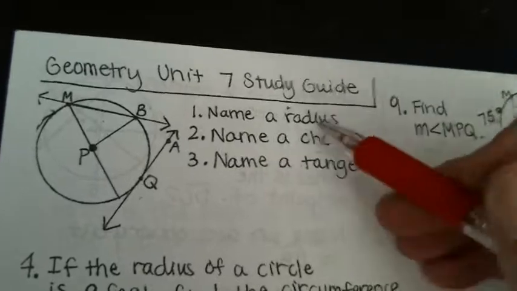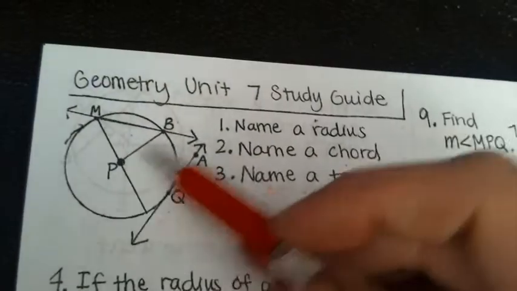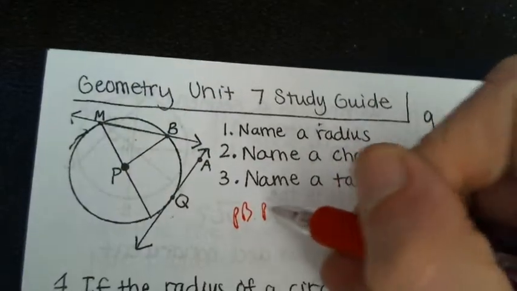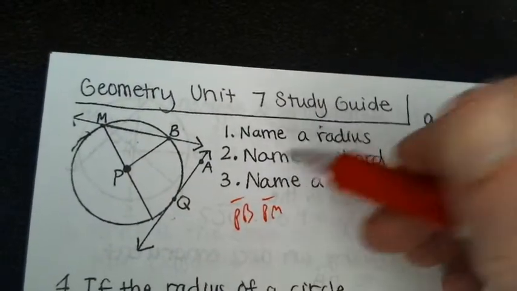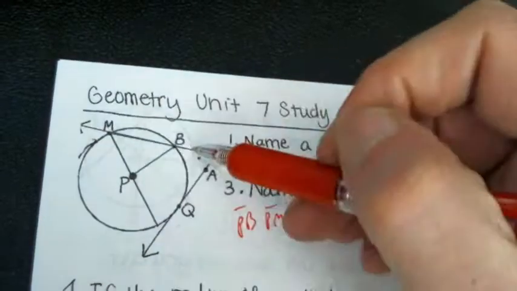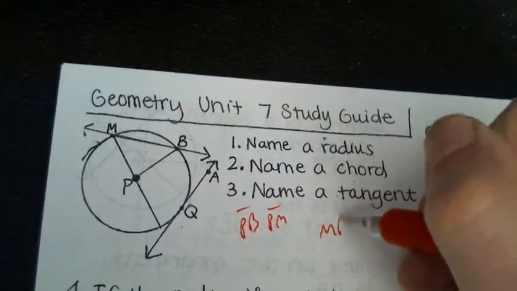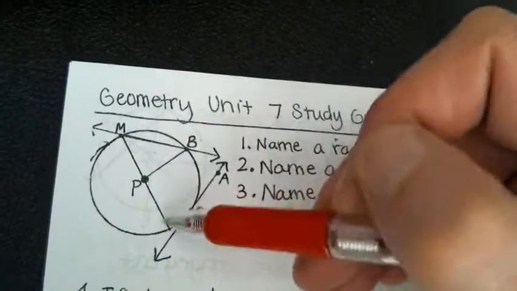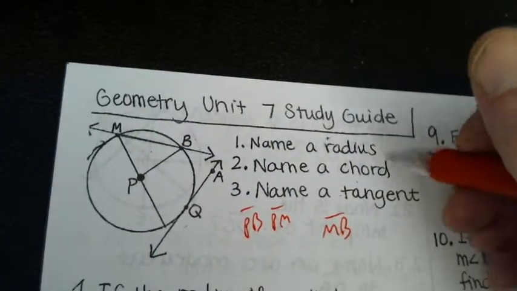Here's a study guide. We're naming a radius. Radius would be PB, PM. Naming a chord. There's only one chord. MB. Oh yeah, sorry, two chords also, and whatever, it's the diameter, but MB is the only one they're looking for.